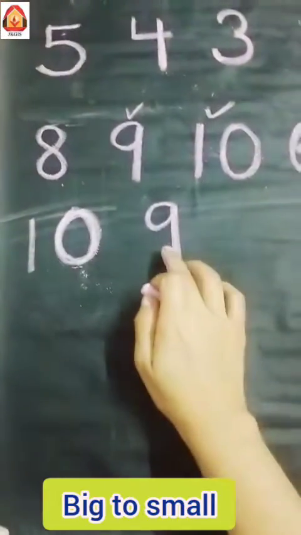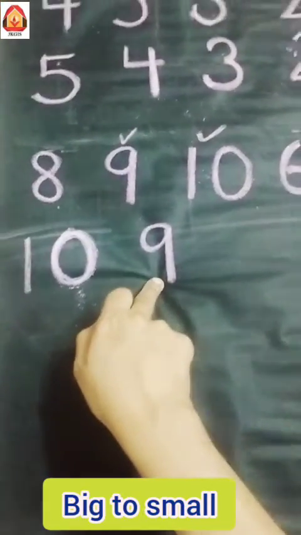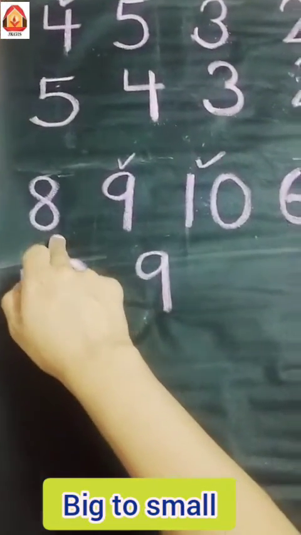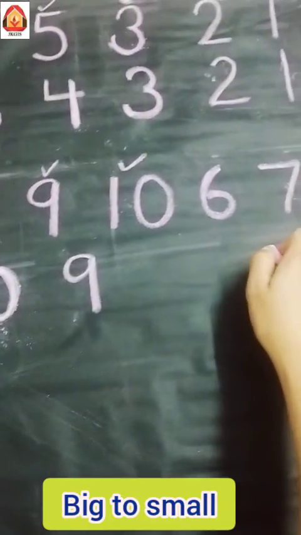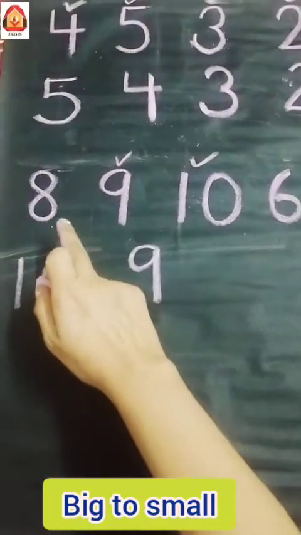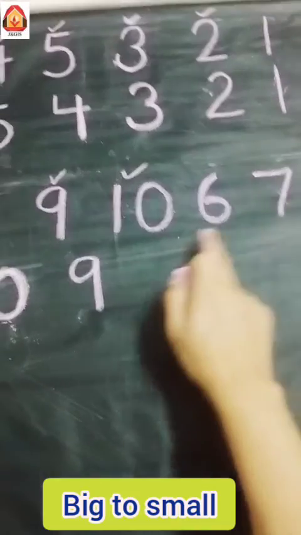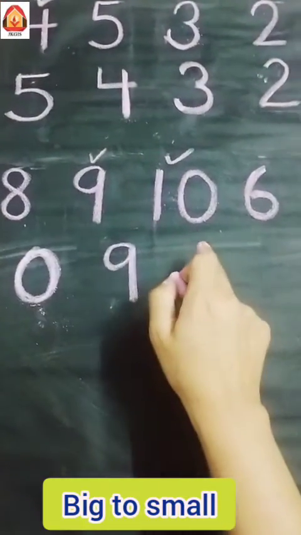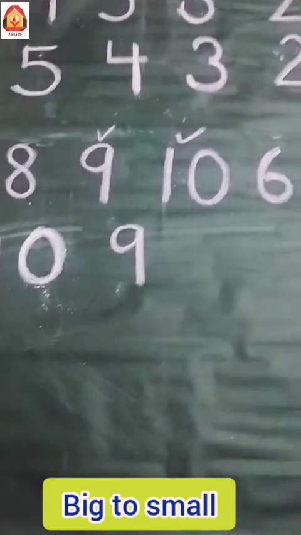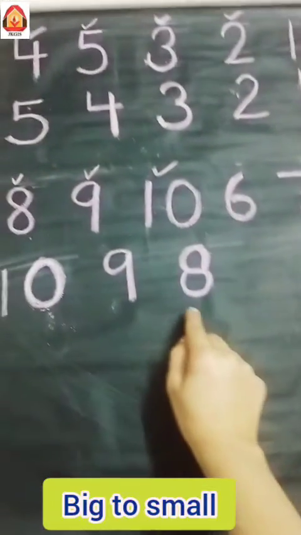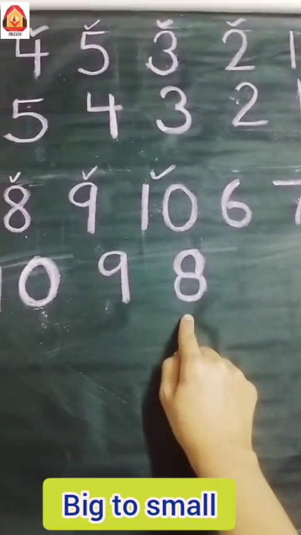So you can see I have written number 9 here. Now you will have to tell me which is the bigger one among these numbers. So which is the bigger one? It's 8. So I will write 8 here. So students, I have written 8 here.